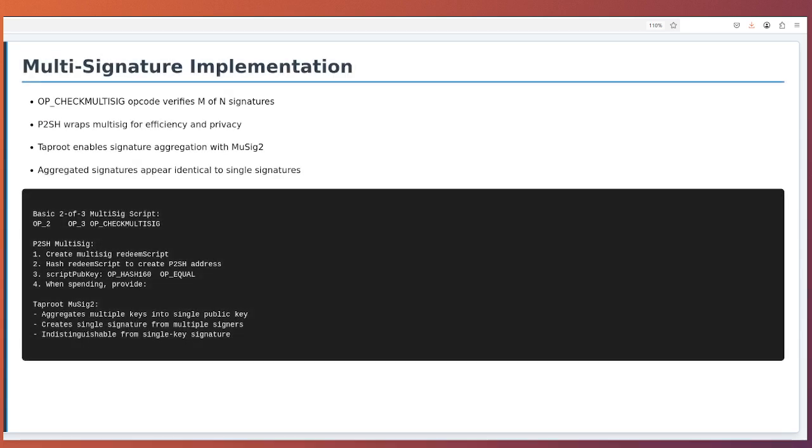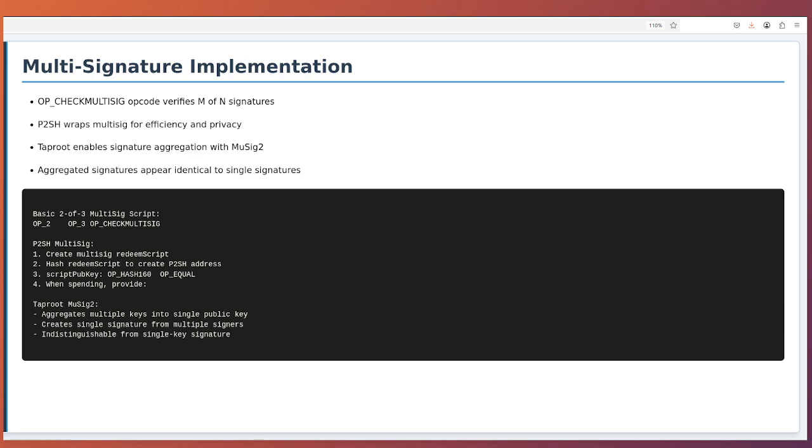Multi-signature implementation. Implementing multi-signature contracts in Bitcoin requires understanding both the opcodes involved and the practical structure. A basic multisig script uses OP_CHECKMULTISIG, which takes M signatures and N public keys, and verifies that at least M of the provided signatures correspond to the public keys.